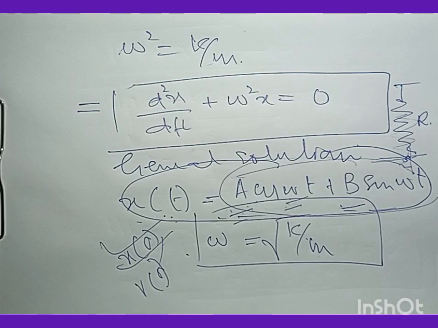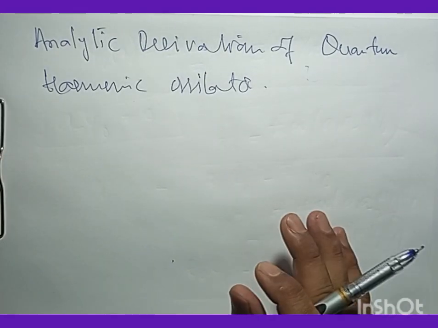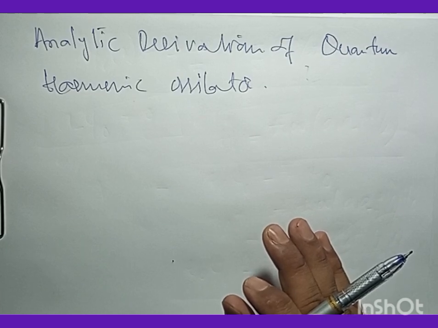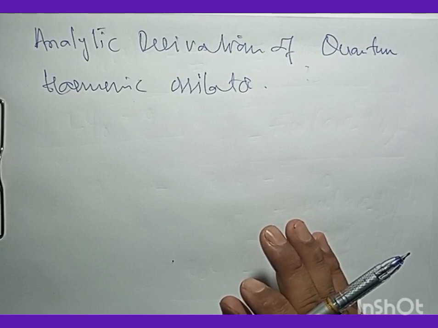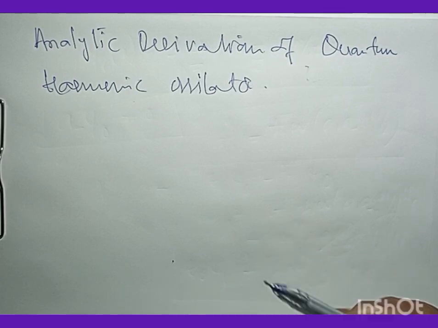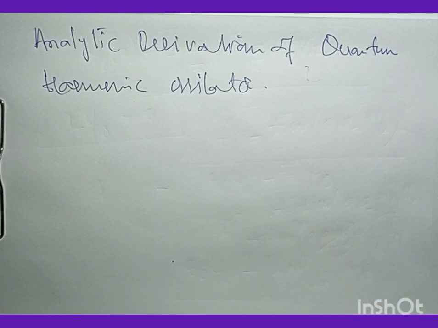So from here, we will go with the same analytical treatment of the quantum harmonic oscillator. We would like to describe the same problem using quantum mechanics, see the difference explicitly, and see the solution of Schrödinger's wave equation in the quantum mechanical treatment of this harmonic oscillator.